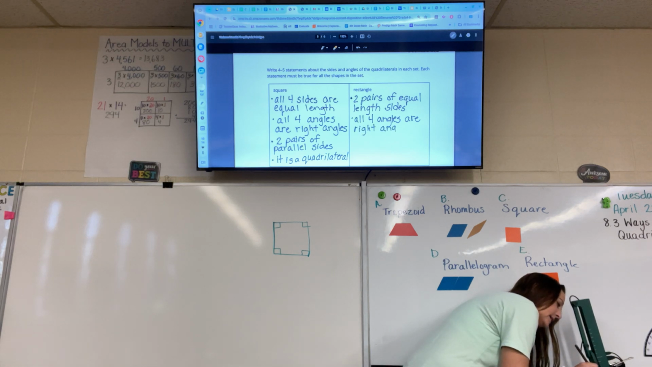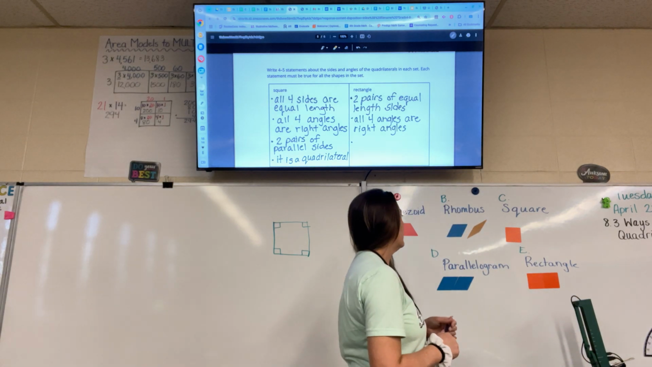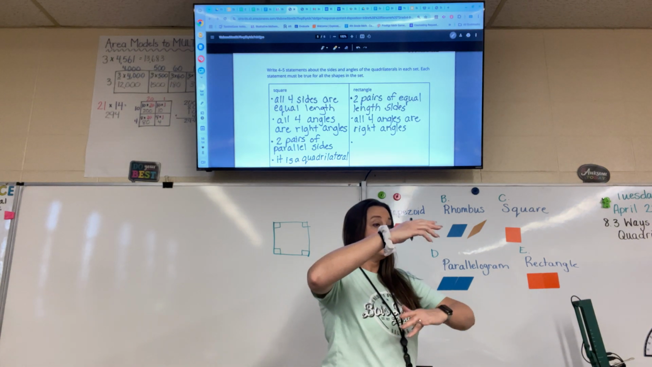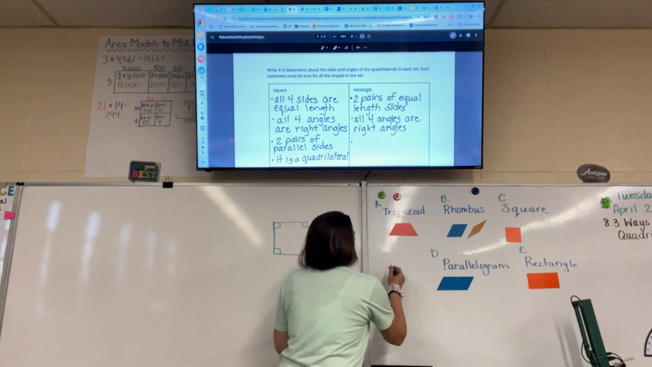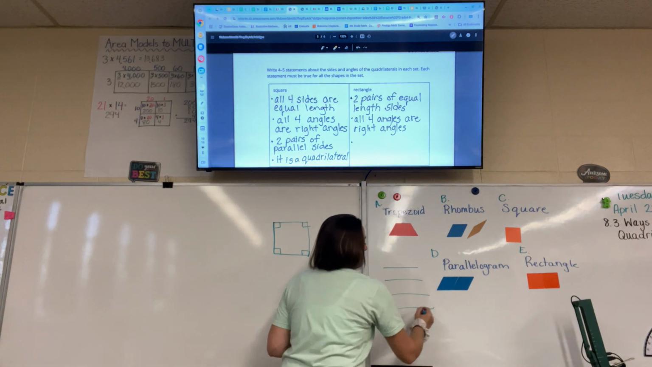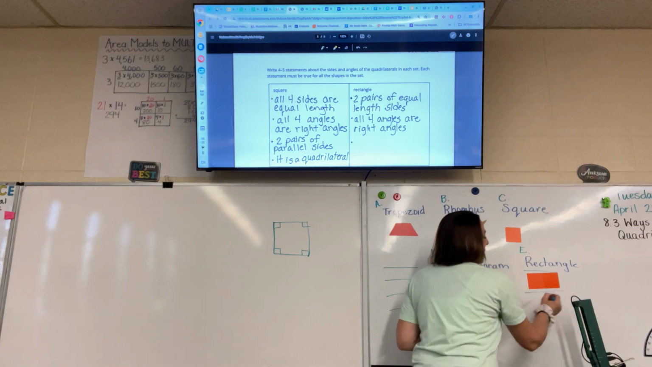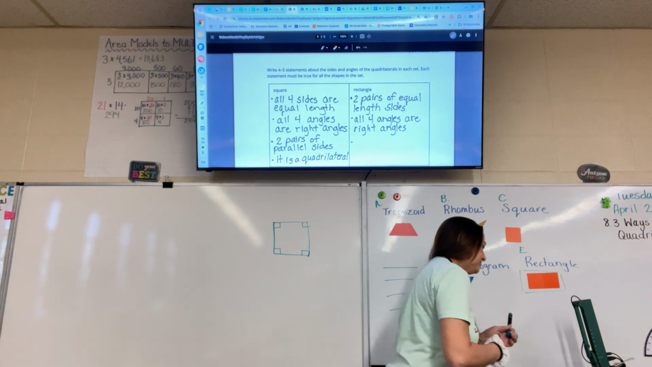Okay, what else, Paisley? All 4 sides are parallel. They're not all 4. It's got 2 pairs of parallel sides. When you say all 4 sides are parallel, that would suggest you've got 4 parallel lines. But if you say the top and bottom are parallel, the left and right are parallel, that works. Does that make sense?